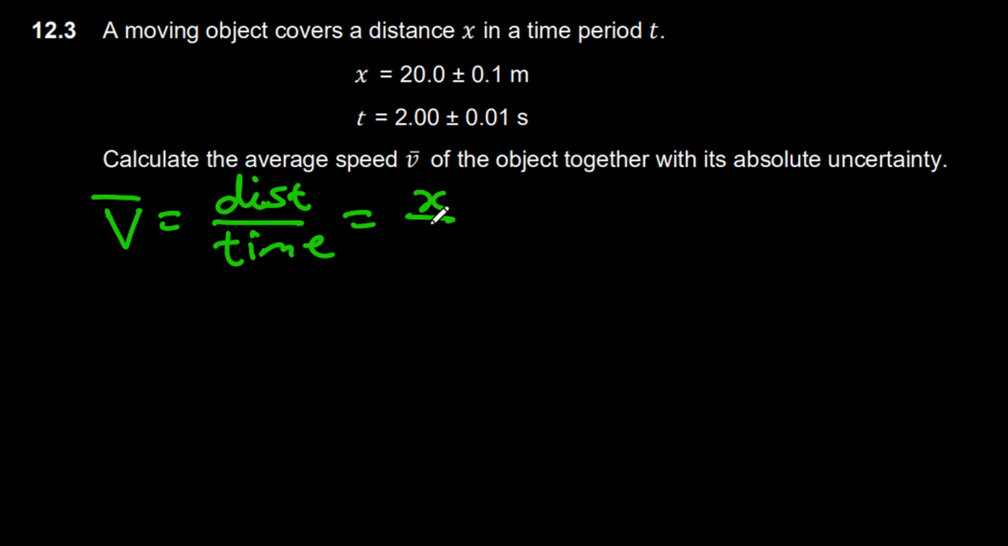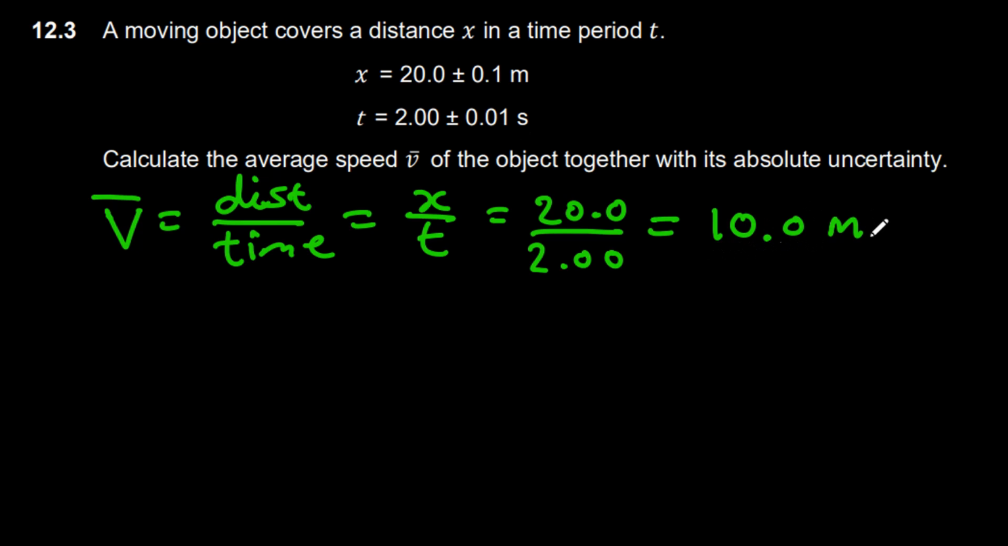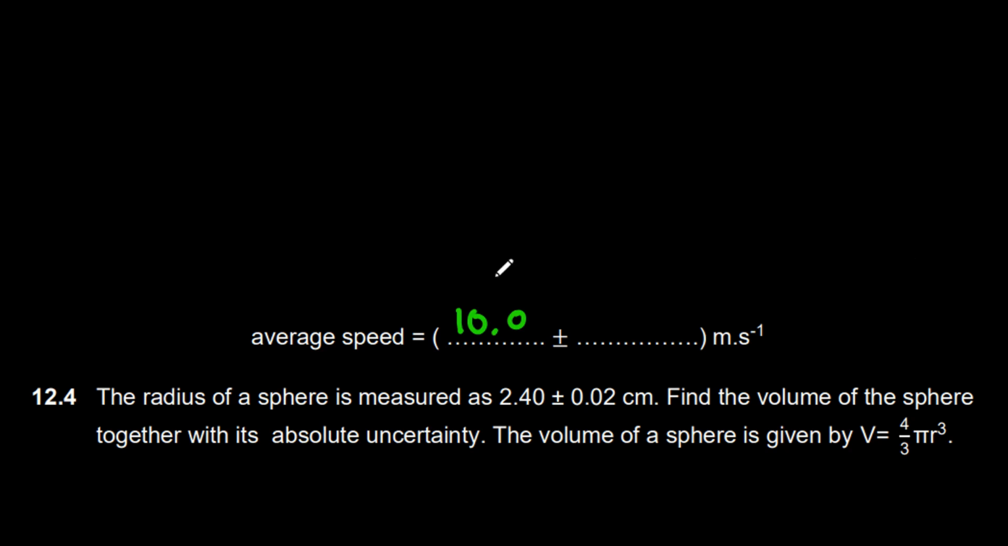So x over t, the distance x is 20.0 and the time t is 2.00. And this comes to 10. Important to note that the values that we used in our calculation both have 3 significant figures. So our answer must also be with 3 significant figures. So we can write it in here.